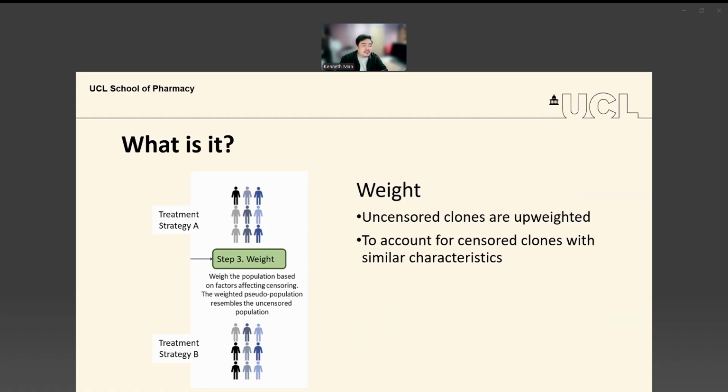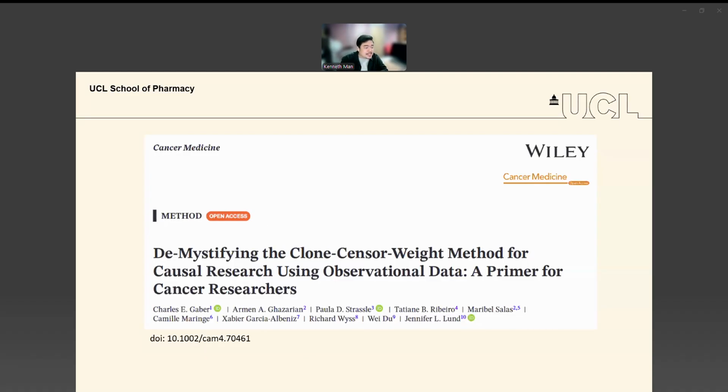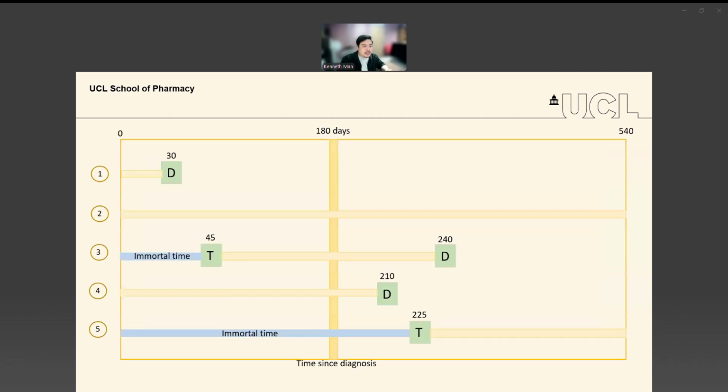That still sounds very abstract, right? In a recently published paper, Gabber and colleagues did an excellent job illustrating this clone-censor-weight method with a patient timeline. I'm trying to emulate it, changing it a little bit, to illustrate the clone-censor-weight approach and how it works in a very simple sense. So imagine I have 5 patients.